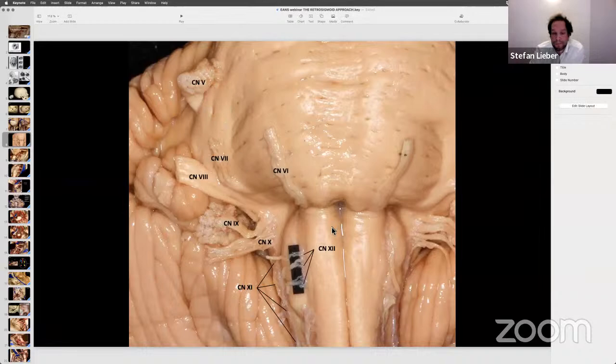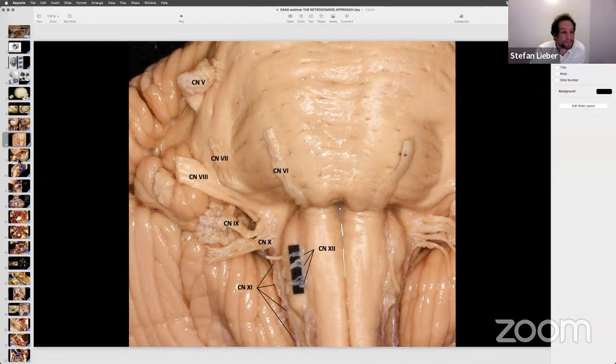We have the olive here with the anterolateral and posterolateral sulcus, decussation here of the pyramid. We have six emerging from the pontomedullary sulcus, 12 emerges anterior, so in the pre-olivary sulcus, or the anterolateral sulcus, and the posterolateral sulcus is the 9, 10, and 11, and the lateral extension of the pontomedullary sulcus is the origin of 7 and 8 in this ventral view of this brainstem.